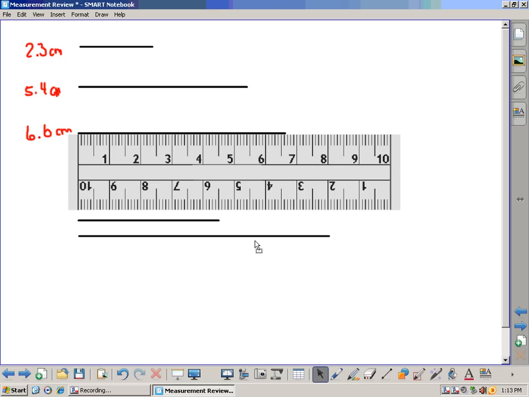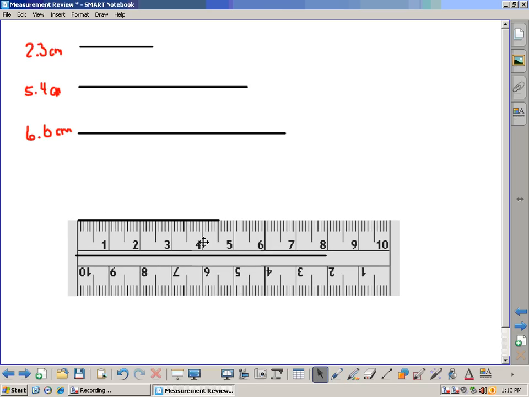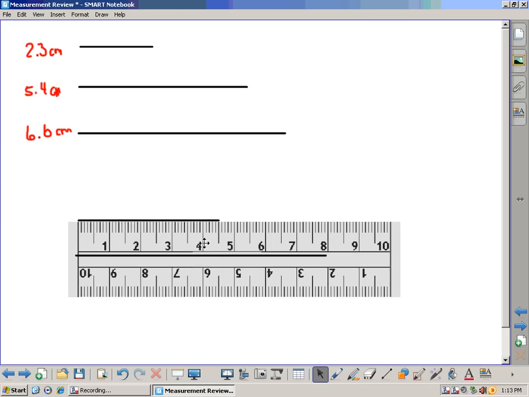Our next line is between the 4 and the 5, and it's exactly at this long line in between, and that's going to be our 5th millimeter, so it's going to be 4.5 centimeters.